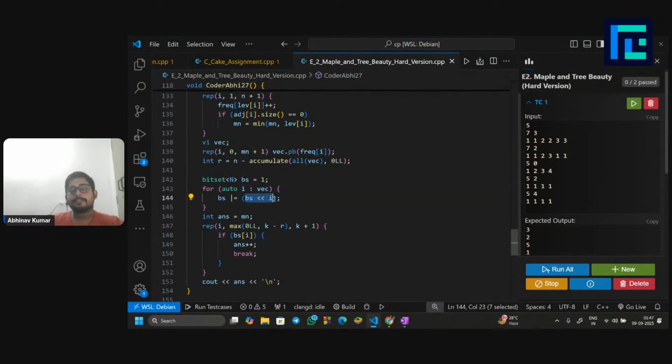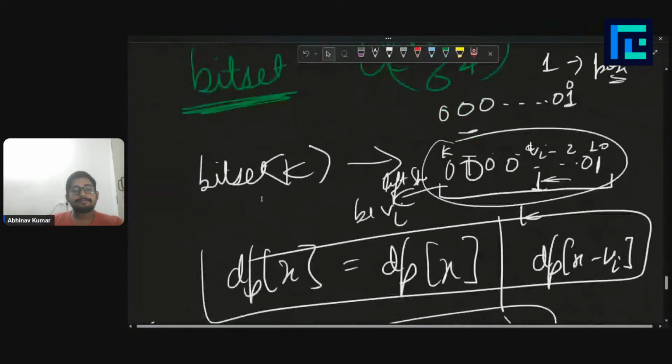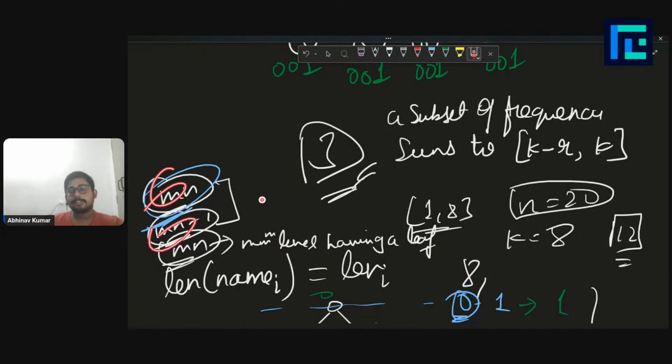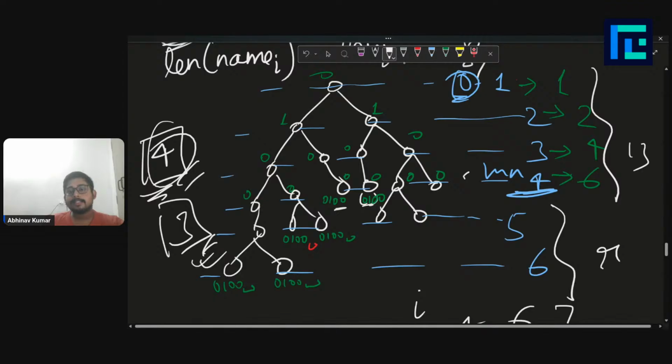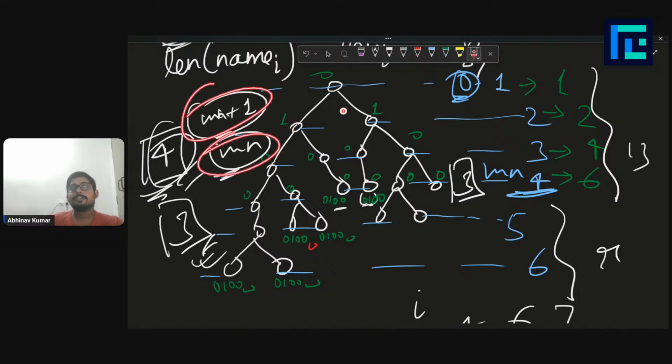I left shift by that position and OR it with bs. This way my bit set is updated. After that, my answer would be either mn or mn minus 1. Now here I have taken 0 based indexing, so for 0 based indexing this level would be 3. So my answer is actually mn plus 1. In 1 based it is mn plus 1 or mn. So my answer is mn plus 1 or mn.